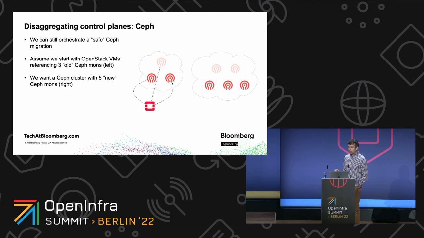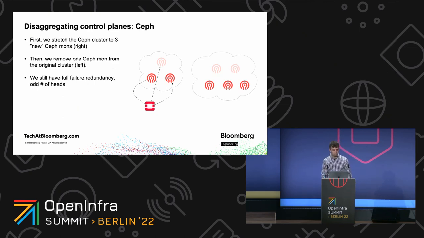So as far as disaggregating things, how we do this is basically we build a new set of Ceph heads to the right. Pretend this is a VM over at the left with our current three heads. The first thing we do is we decom just one of them if we want to go from three to five, and we build the three new ones. So we still have an odd number of Ceph heads.